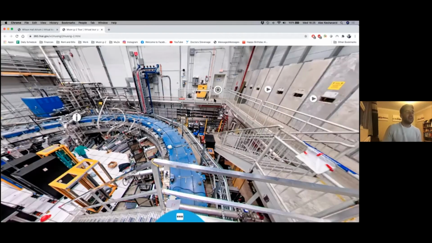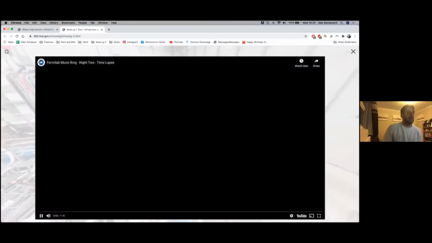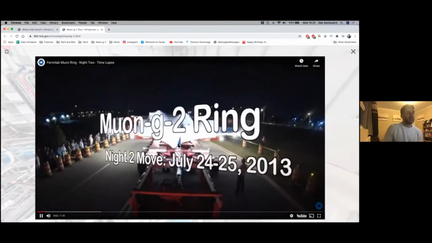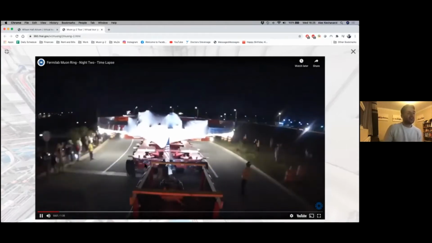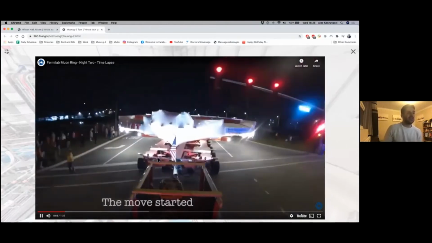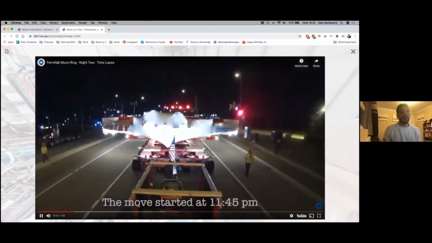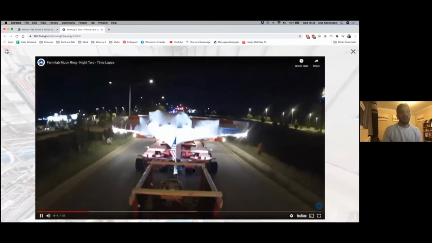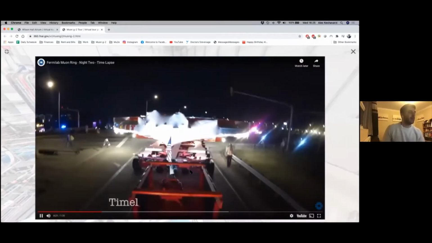And I think this is a video of the night move itself. So you can see here that the ring, this was in 2013, was put on the back of this truck, and it was taken through all these roads. And they actually closed basically the Illinois highway, one of the biggest motorways in Illinois, to make this move for the night.